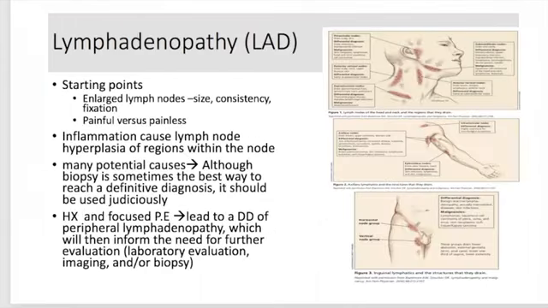When we're talking about the lymph system, we get lymphadenopathy. This is basically enlarged lymph nodes. What you look at is size, consistency, fixation, painful versus painless. Inflammation of the lymph node is hyperplasia of the regions within the node, and it's directly related to many potential causes. Biopsy is sometimes the best way to reach a definitive diagnosis, but it should be used very cautiously or judiciously. Your history and focused physical exam lead to the differential, along with getting some lab work.